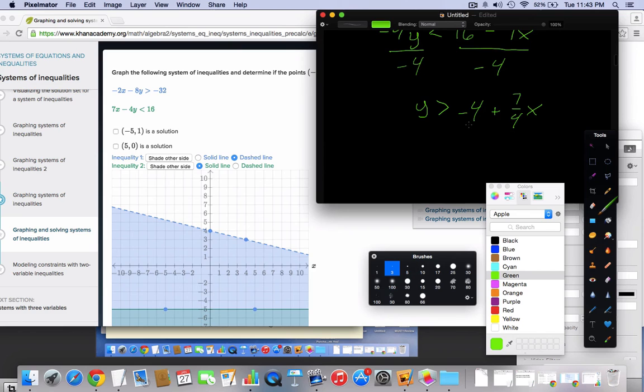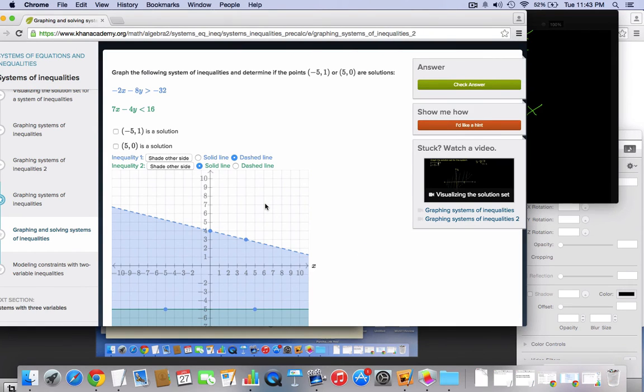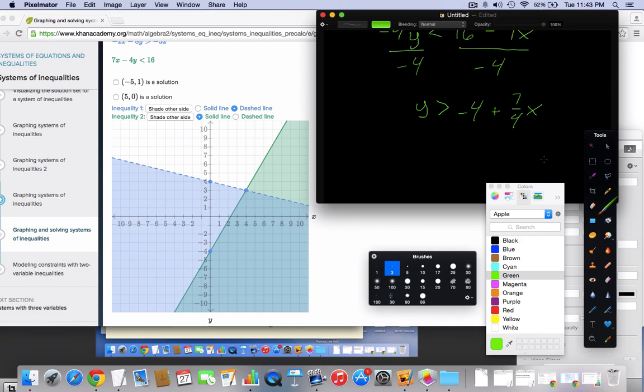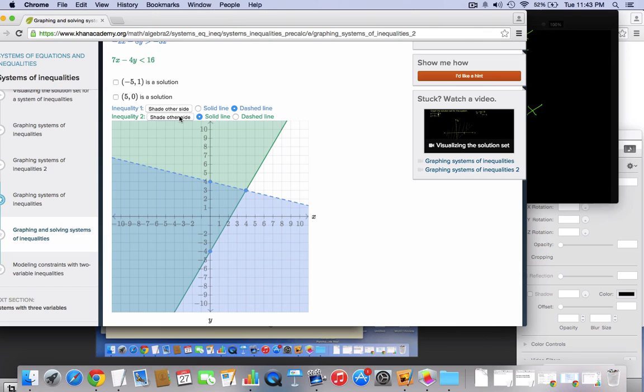So our y-intercept is negative 4, and our slope is 7/4. So let's graph that. Here's our green inequality. Our y-intercept is negative 4, and our slope is 7/4. So let's go up 7 and then over 4. And they meet right there. And now we have to make our decision. Where do we shade? Do we shade above or below? If y is greater than the line, then we shade above. And since it's just greater than and not greater than or equal to, then the line must be dashed.